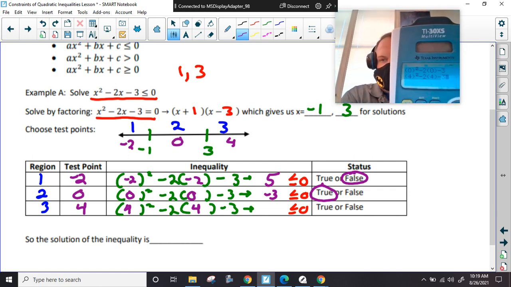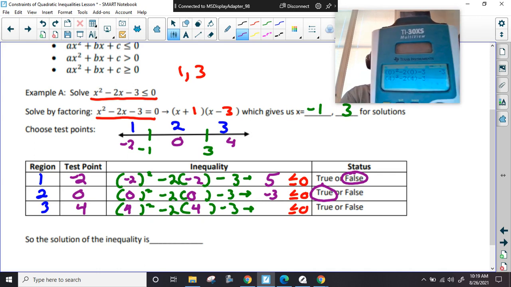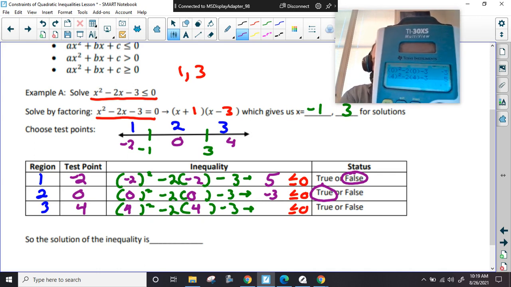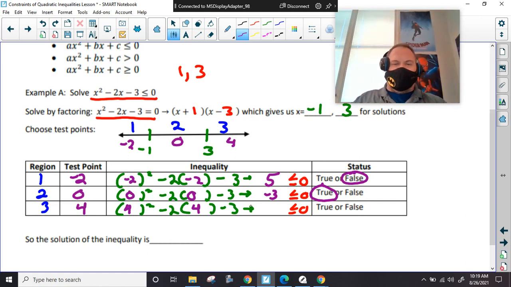Okay. So on the bottom there, see, I plugged in 4. And then if we plug in 4, we get 5 again. I'm not talking about that right now. All right. So this is false. Okay.